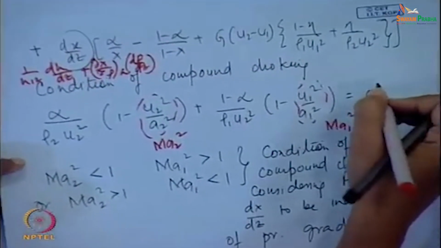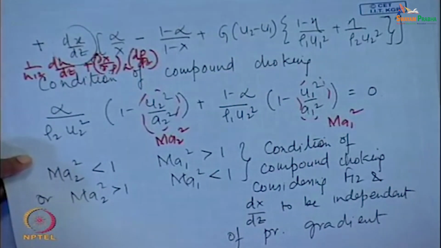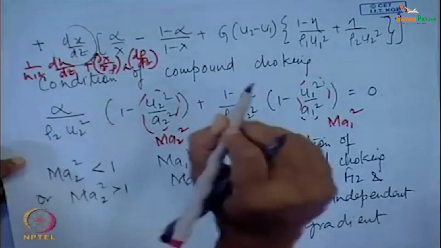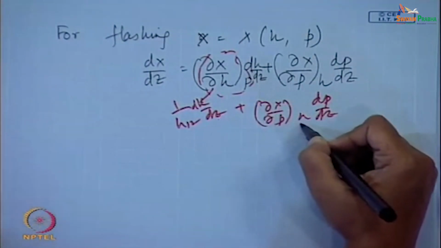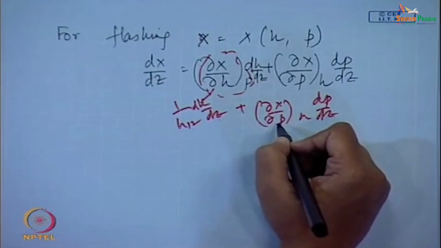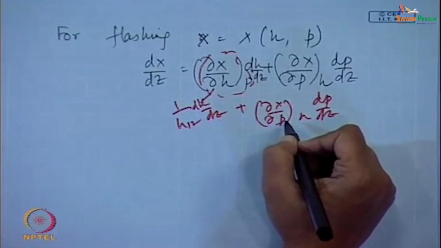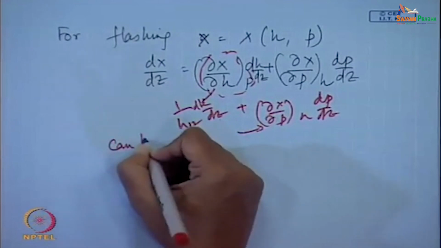Yes or no? So for flashing what happens? This term along with this, it is going to be attached with dp dz, and that entire thing will come out as the condition of flashing. Do you understand? So for flashing, we find that we are going to introduce two terms. One is 1 by h12 dh dz, the other is del x del p at constant h dp dz. Okay. Now, we can find out del x del p at constant h if the thermodynamic path is known, isn't it? Once we know in what particular path we are going to affect the phase change, we can find out this particular term. Okay.